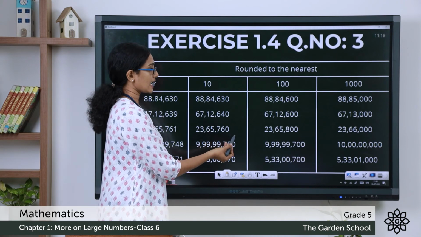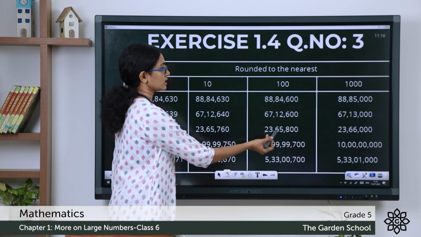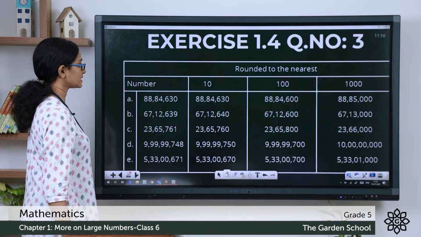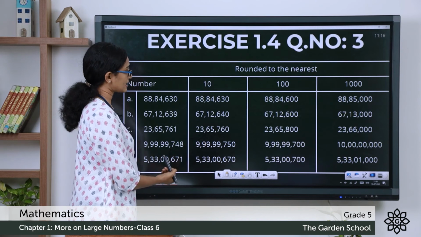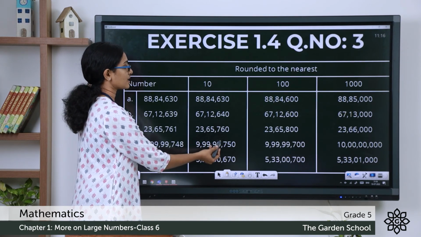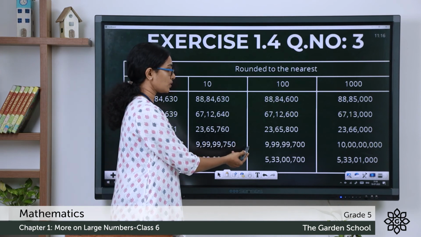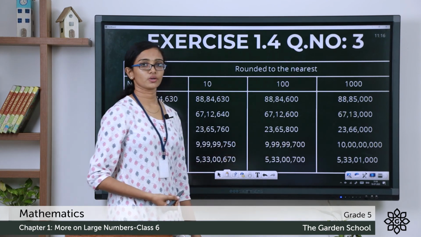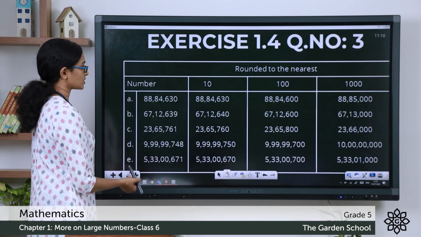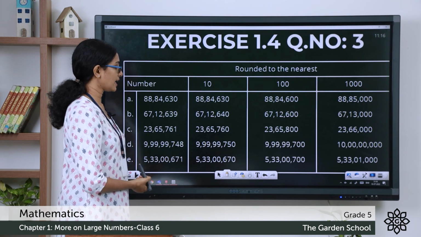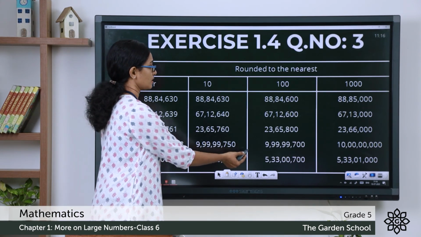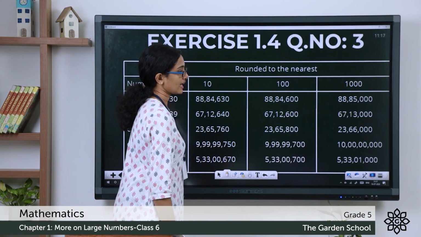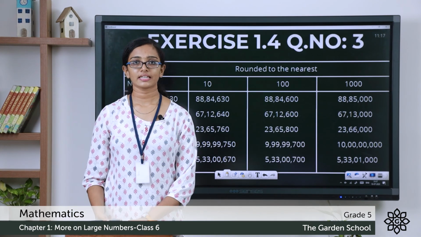For question C, the answers are 23,65,760, 23,65,800 and 23,66,000. For question D, the answers are 9 crore 99 lakhs 99,750, 9 crore 99 lakhs 99,700 and it's 10 crores. For question E, the answers are 5 crore 33 lakh 670, 5 crore 33 lakhs 700 and 5 crore 33 lakhs 1000. I hope all your answers are correct.